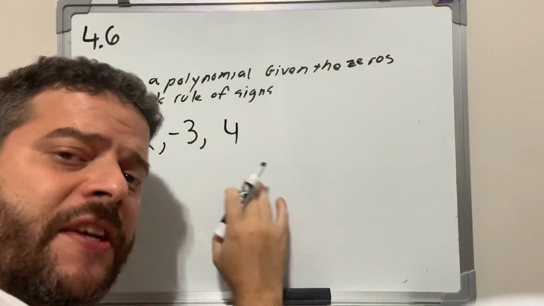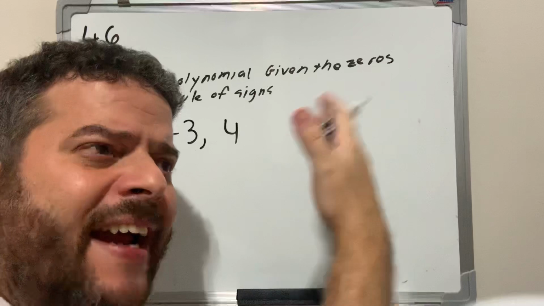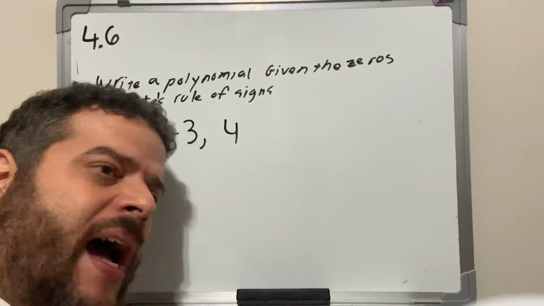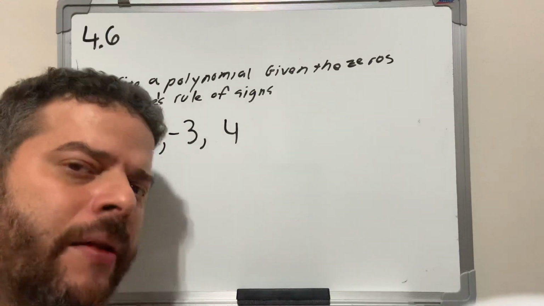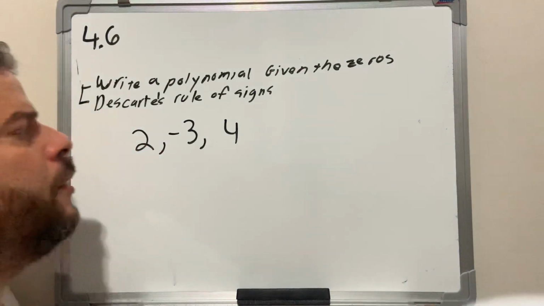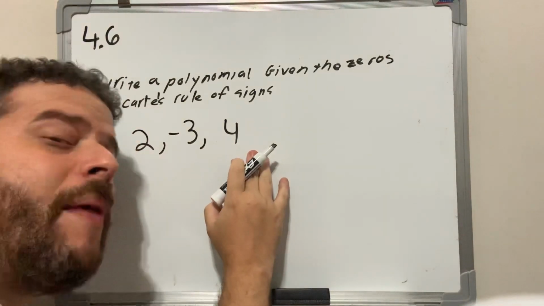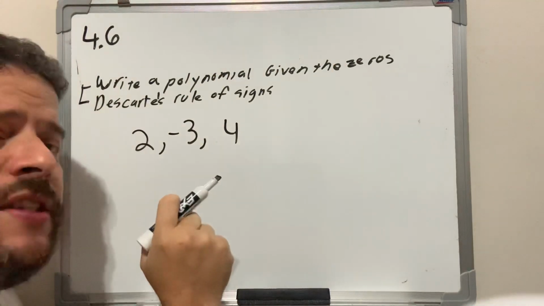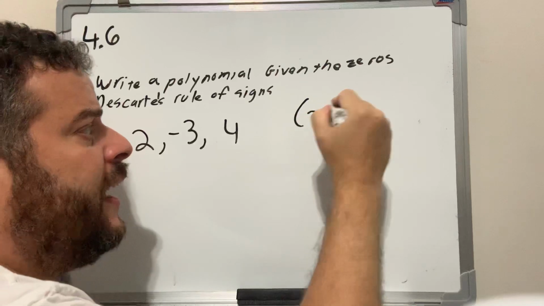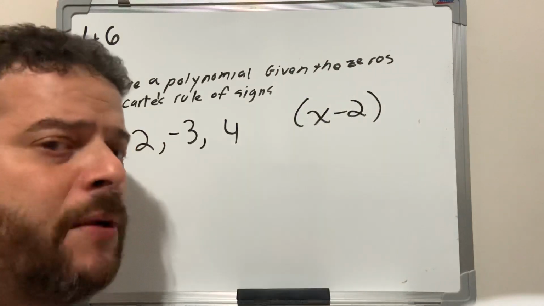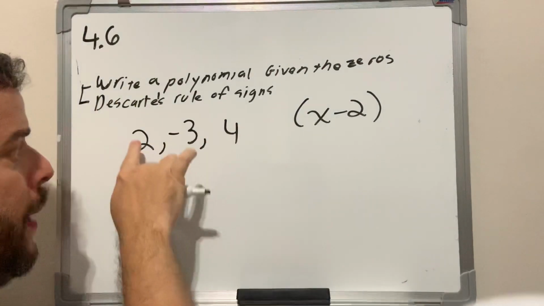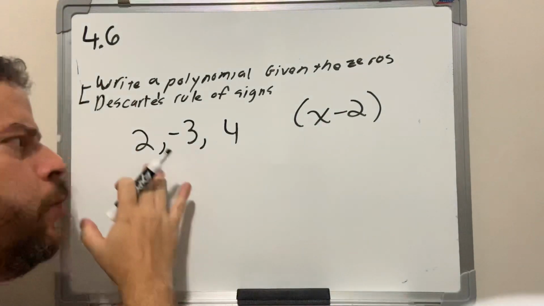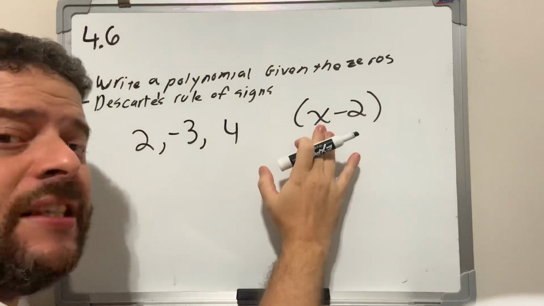If these are the zeros, what would the factors be? Now I'm working backwards. I know my zeros. I'm trying to find a possible polynomial. So what are my factors? I switch the sign. If 2 is a zero, I know that x minus 2 must be one of my factors, because when I plug the 2 into my factor, I get a 0. That's what makes the 2 a zero.